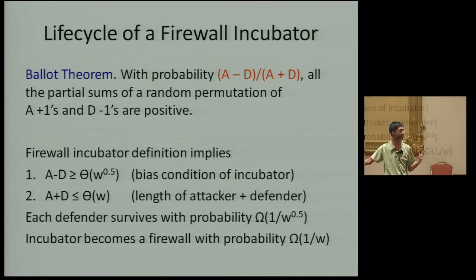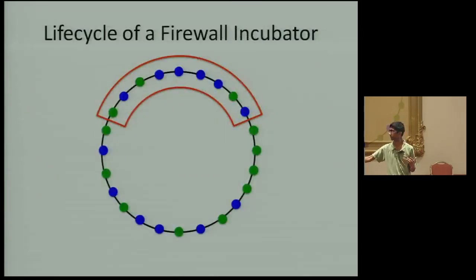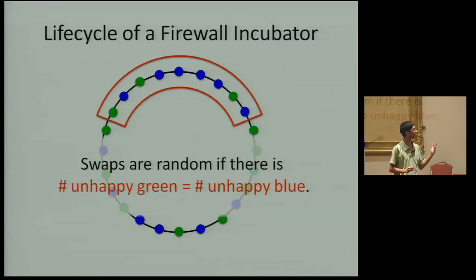There's one thing we assumed here: the order is random. Now I'm going to justify that the swap order is close to random. That's going to be true if the number of unhappy greens is equal to the number of unhappy blues. To give you some intuition, consider if there were only one unhappy green and many unhappy blues. Then the unhappy green is guaranteed to participate in a swap. On the other hand, each individual blue participates in that swap with probability only 1 over the number of unhappy blues. So that would not be an equal chance for any given blue individual to swap.